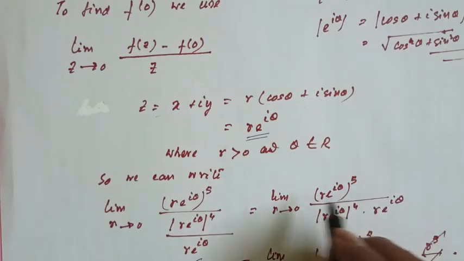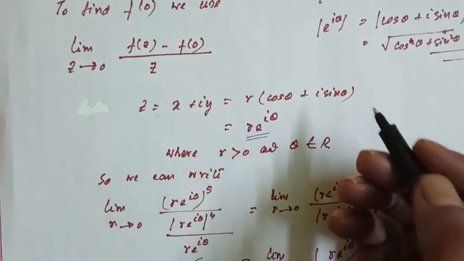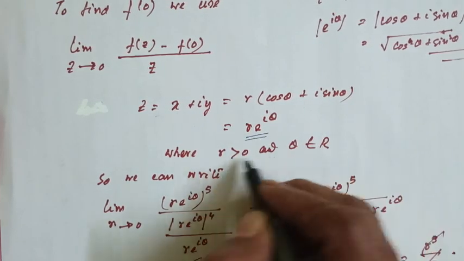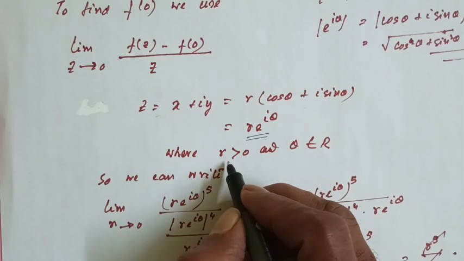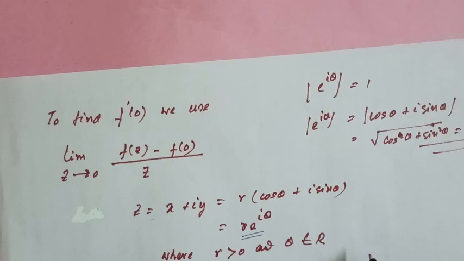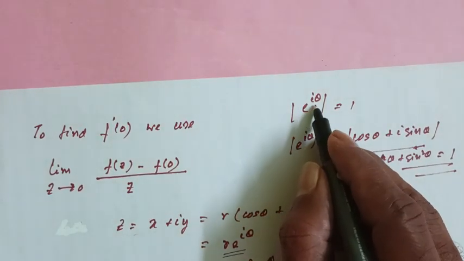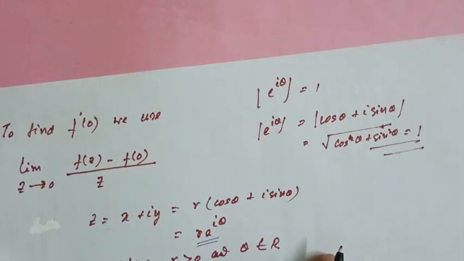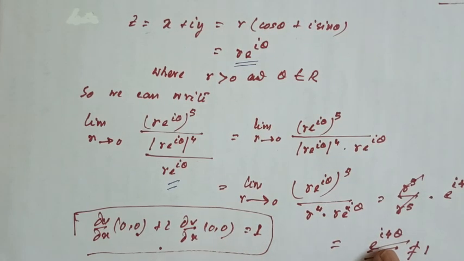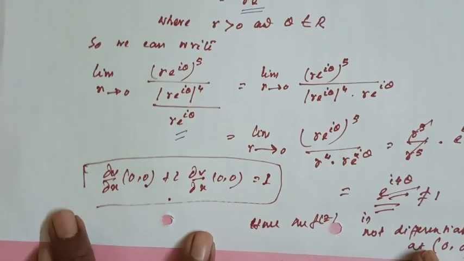Very simple. We convert it to polar form, then we can directly do this using Euler's formula, and we have to consider r greater than 0. So we can write, and theta belongs to all real values. When theta belongs to all real values, we get modulus of e^(i theta) equal to 1. And from here, we get the calculation. Simple calculation gives us this end value is e^(i 4 theta), which is not equal to 1. Hence, it is not differentiable at the origin.